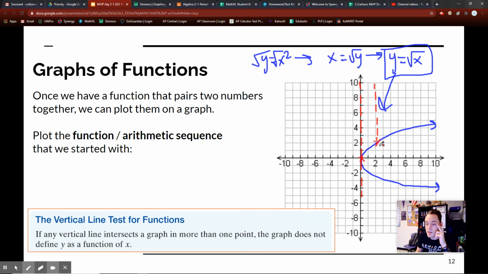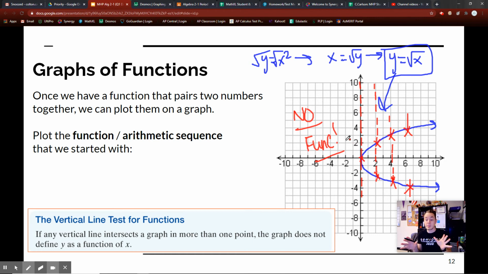But right here, watch. It hits once. It hits twice. Here, it hits once. It hits twice. Okay? It hits twice right here. Again, once, twice. So because it hits twice, this is not a function. No function at all. Okay?